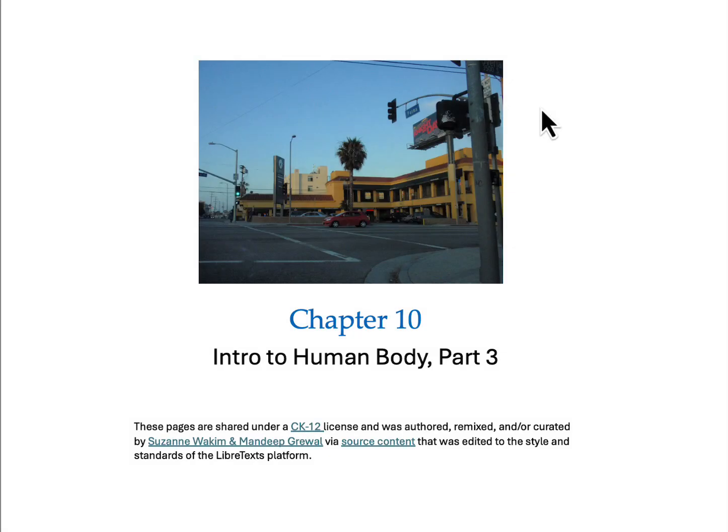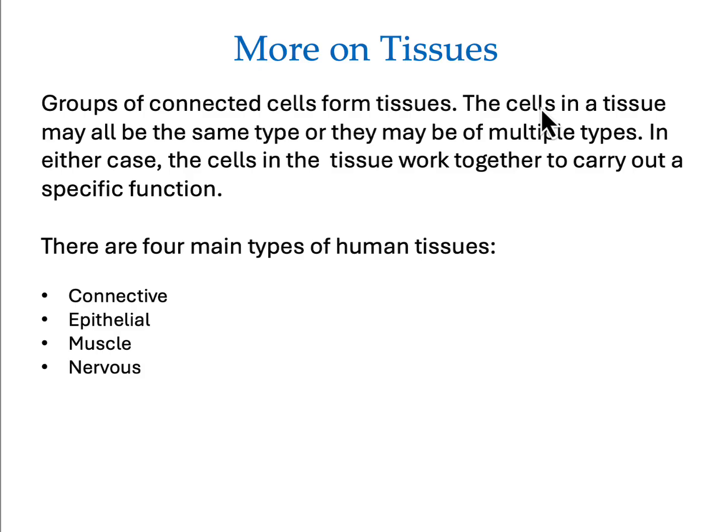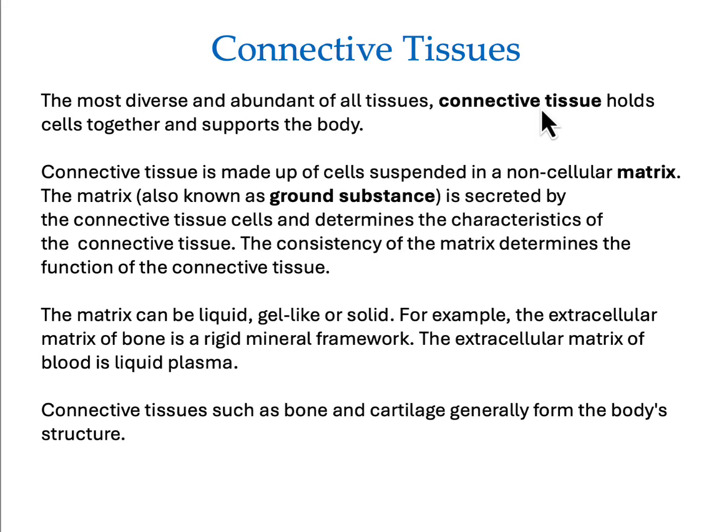Chapter 10, Introduction to the Human Body, Part 3. More on tissues. Groups of connected cells form tissues. The cells in a tissue may be all the same type or they may be of multiple types. In either case, the cells in the tissue work together to carry out a specific function. There are four main types of human tissues: connective, epithelial, muscle, and nervous.